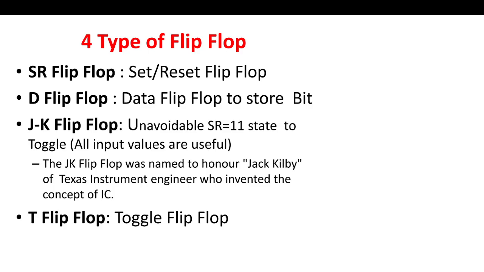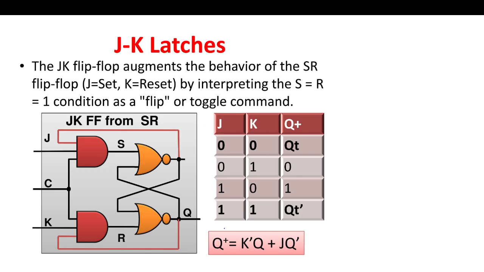SR is a set reset flip flop, and D is called the data flip flop to store a single bit of data. In the JK flip flop, this condition is removed, and this condition in JK means toggle, where a bit can be toggled, and T flip flop is a toggle flip flop. So JK flip flop can be designed from the SR flip flop, with the enable we saw. Now we just need this feedback going to the J and this feedback going to the K.